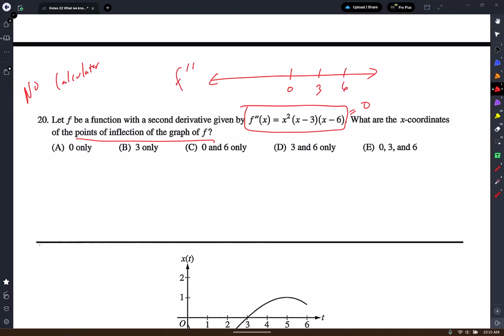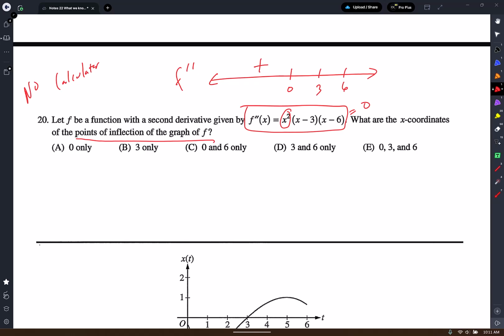Do I have to worry about the x squared? No. It's always positive because it's x squared. Do you guys see that? Yes. Pick any number to the left of 0. What number is easy for you? Negative 1. All we care about is the sign. Negative 1 minus 3. Is that positive or negative? Negative 1 minus 6. Positive or negative? Negative times a negative. Positive. Okay, give me a number between 0 and 3. 1, 2, it does not matter.